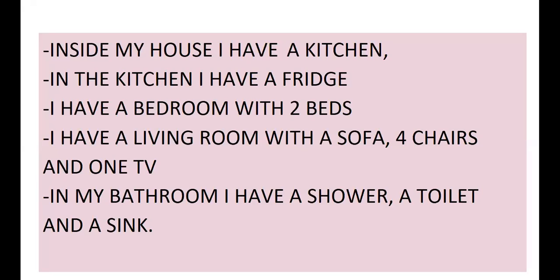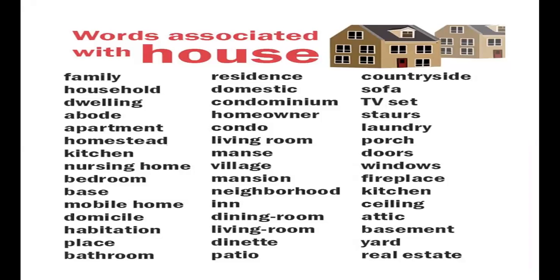I have a kitchen. In the kitchen I have a fridge. En la cocina yo tengo un refrigerador. I have a bedroom with two beds. Tengo una habitación con dos camas. I have a living room with a sofa. Vea que cambia, ¿verdad? I have, ¿verdad? Entonces, ese es el verbo tener conjugado en el presente simple para la tercera persona. He, she, it, has. Y para el resto, que es I, you, we, and they, I use have. Okay, have. Okay, let's continue.